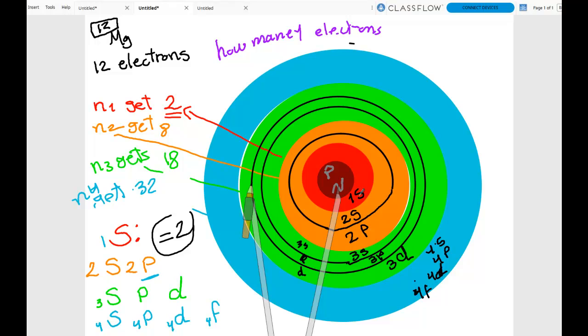Every S subshell takes 2 electrons. Every P subshell takes 6 electrons. Every D subshell takes 10 electrons. Every F subshell takes 14 electrons.